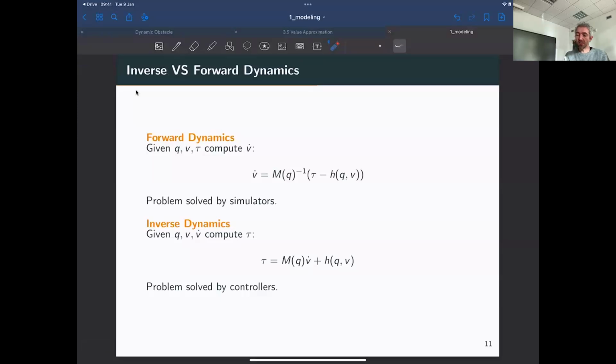We are mainly interested instead in the inverse dynamics problem, which is the one of computing the joint torques given the joint positions, velocities, and accelerations, because that's the problem that you need to solve when you're doing control. You typically know how you would like the system to move, so you know v dot, and instead you would like to know what is the command that you need to send to your actuator, so you want to know tau. So that's inverse dynamics.